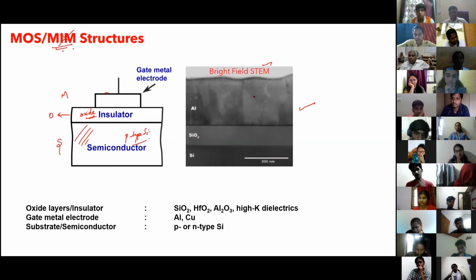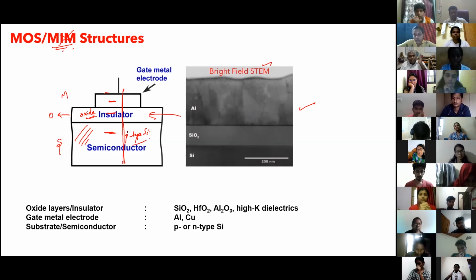Okay, this is a TEM image of a transistor that was cut through, and I look this way. So I see the metal layer, insulator layer, and semiconductor layer. You understand that I cut this across. It's a cross section. I made a slot, and I'm looking through this, and what I see is that.